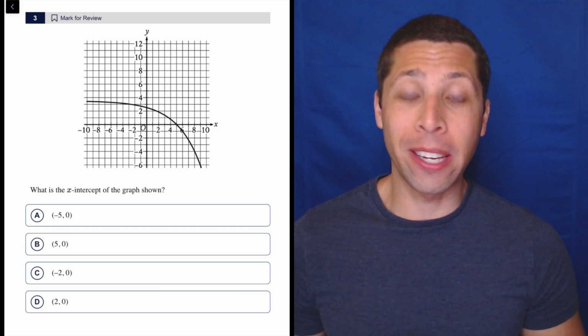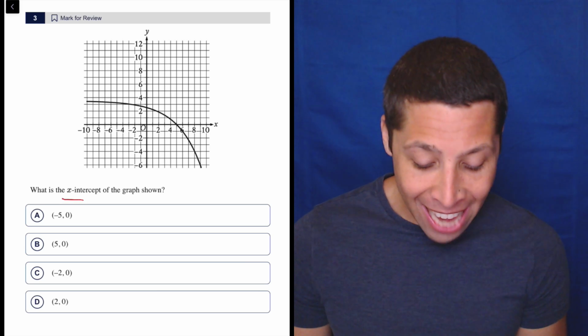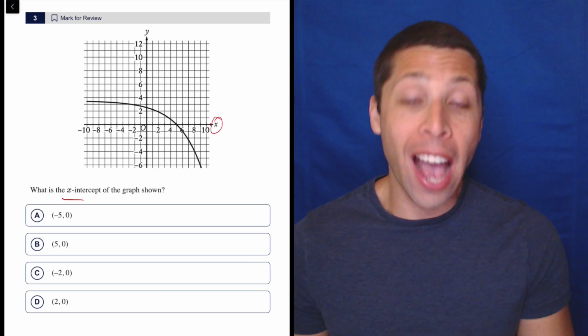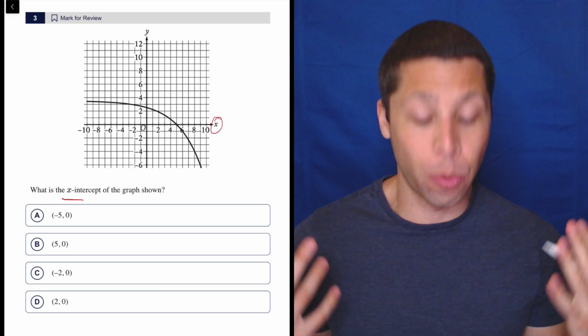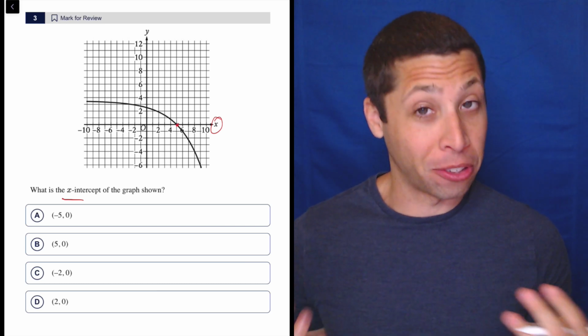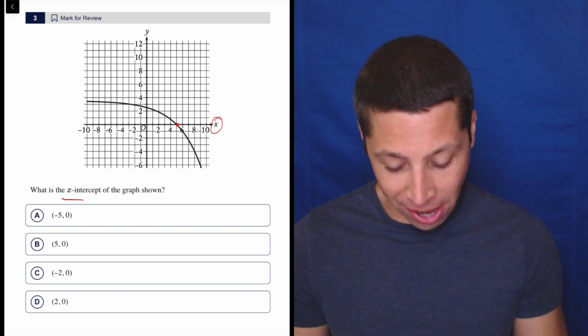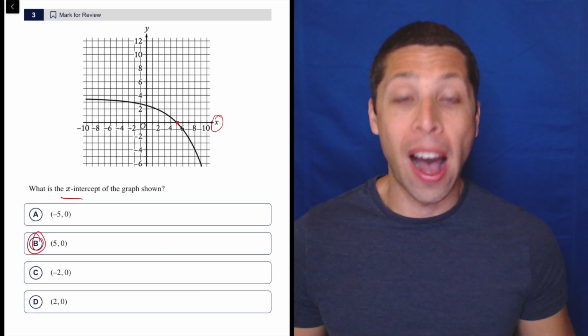You really have to be comfortable with this stuff in a matter of seconds, okay? So they want the x-intercept. We have to go to the x-axis, and intercept is where we cross the axis, right? So we cross it right here. It's not explicitly labeled, but what number is between 4 and 6? That is 5, right? So that is going to be the point (5, 0).